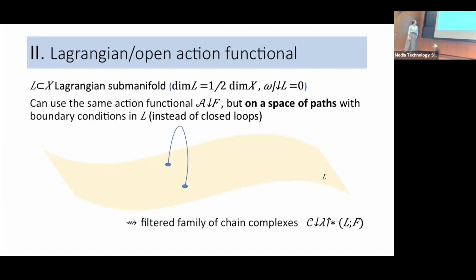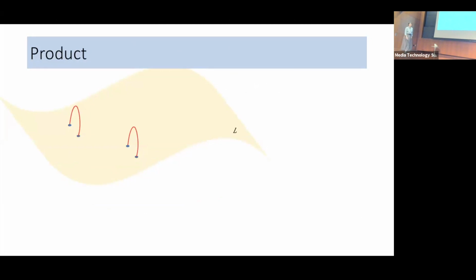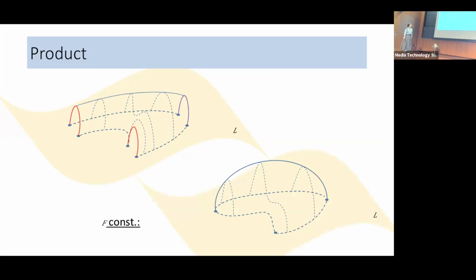You can even figure out what your product should look like. If you take two paths, you want to take, well, half of the pair of pants, because you take boundary conditions in L and L, and see where the third leg goes. The locus of these paths will be the output of the product. Again, if your function happens to be constant, the paths will also be constant, and the product suddenly looks like half of a sphere, aka a disk.